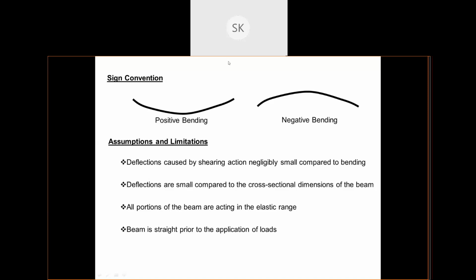Okay. So all portions of your beam are acting in the elastic range. It is assuming that when you apply a load, the beam will get deflected, but when you remove the load, it will come back to its original position. So this is the assumption they have made. And the beam is straight prior to the application of load. So your beam was straight before applying your load. Please go through these assumptions.